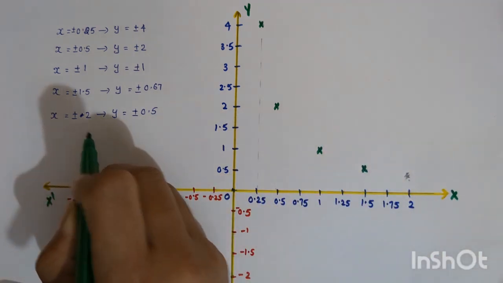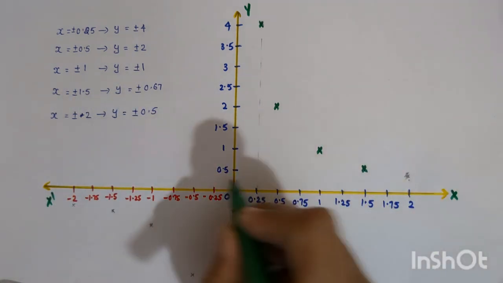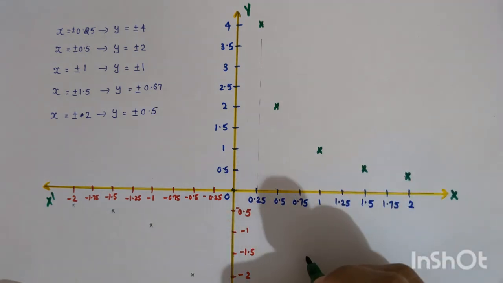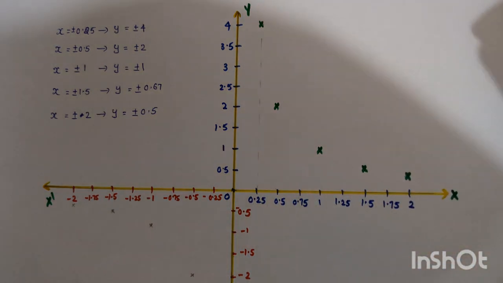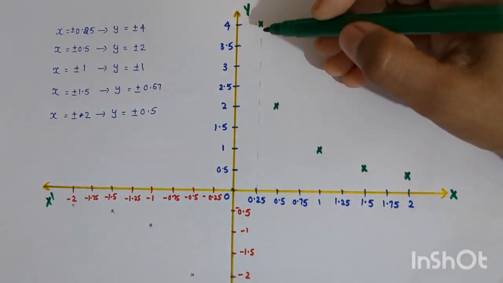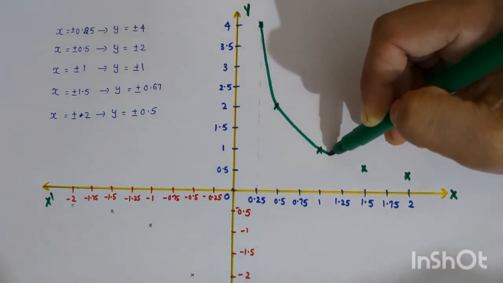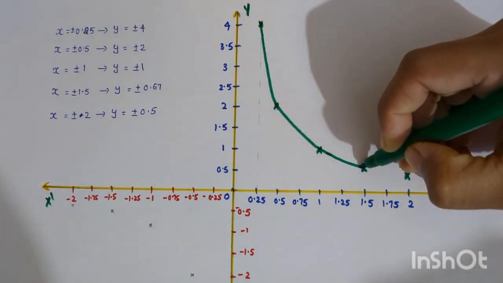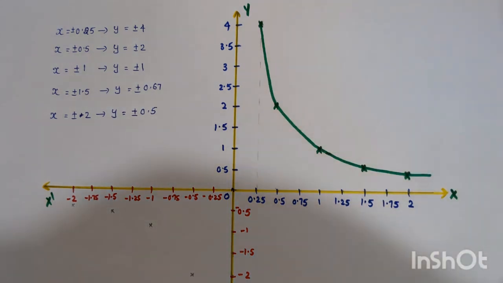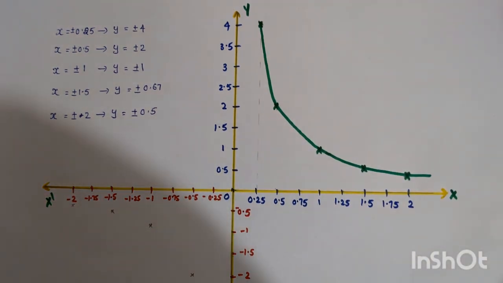When x is equal to 2, y will be 0.5. So (2, 0.5), a point here. Okay, so we will get a point here. So when you join all these points, see, we are actually getting a graph like this. Okay.